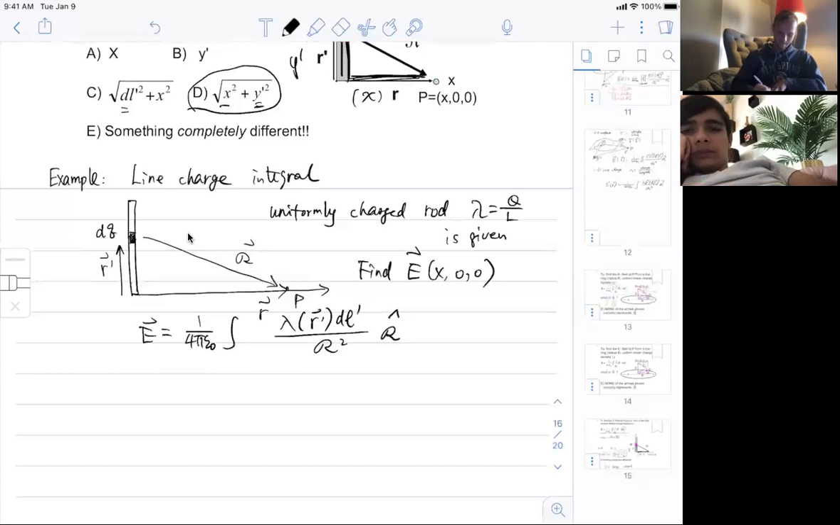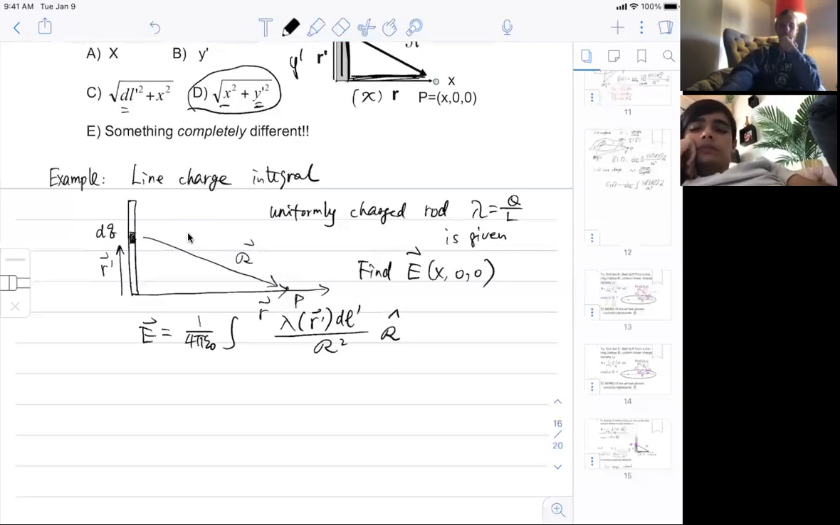So in this case, what direction do you think E will be pointing at a location on the x-axis? Do you think it will be in the purely x direction or y direction? Or do you think it has both x and y directions?